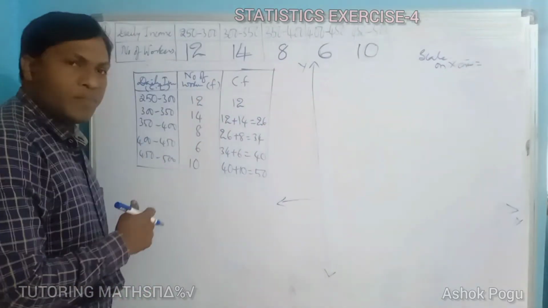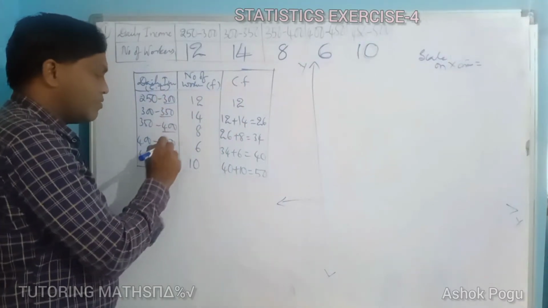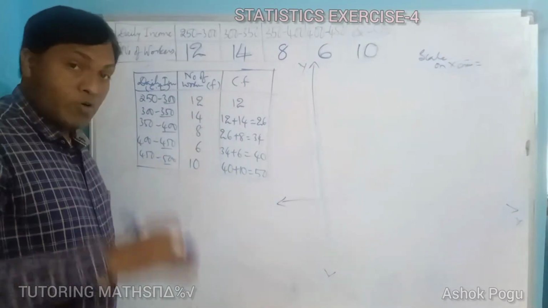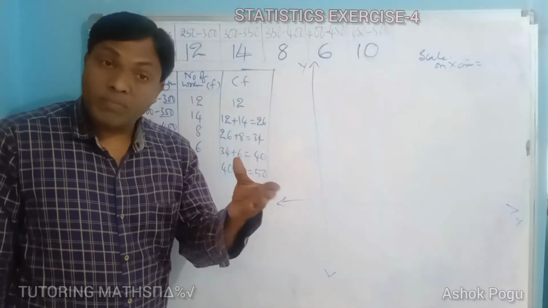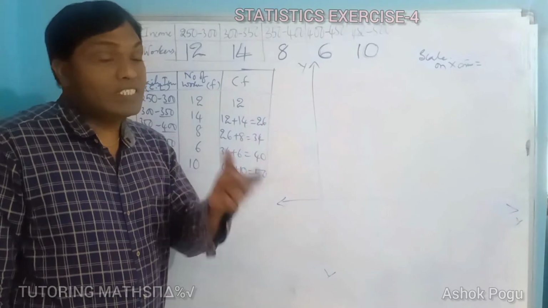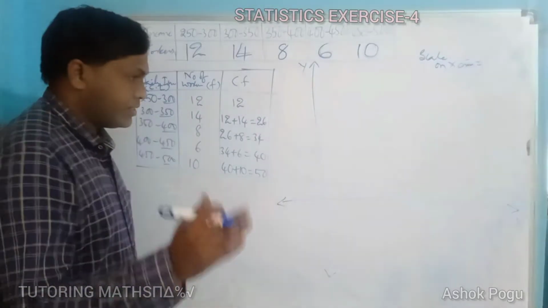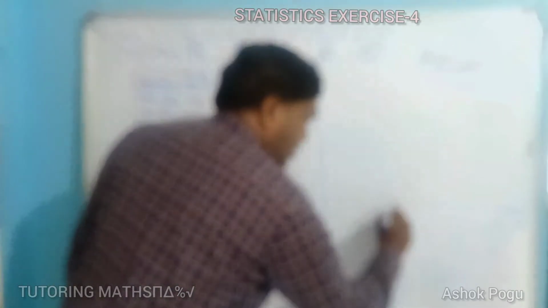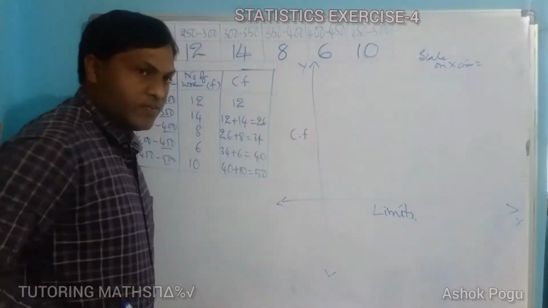Now for less than type, we should take upper boundaries. What should we take here? Upper boundaries. For greater than cumulative frequency curve, we have to take the lower boundary, that is the left side. Yes, here this is called limits, and this is cumulative frequency.